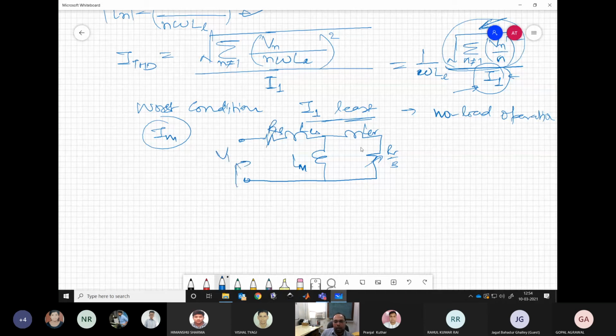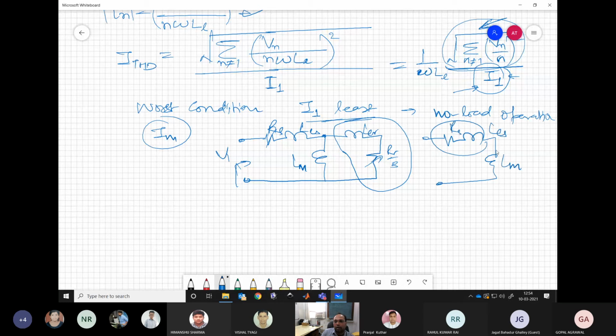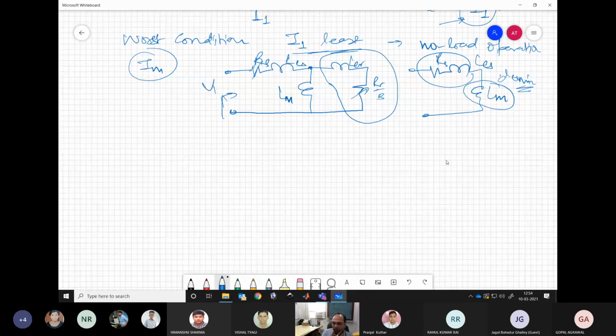because this impedance is very large, it can be ignored in the parallel branch, and then we will be left with LM and this LLS and RS, among which LM is the dominant one. That's why the magnetizing current is largely dependent on LM. So the Im magnitude can be written as the input voltage divided by omega Lm.